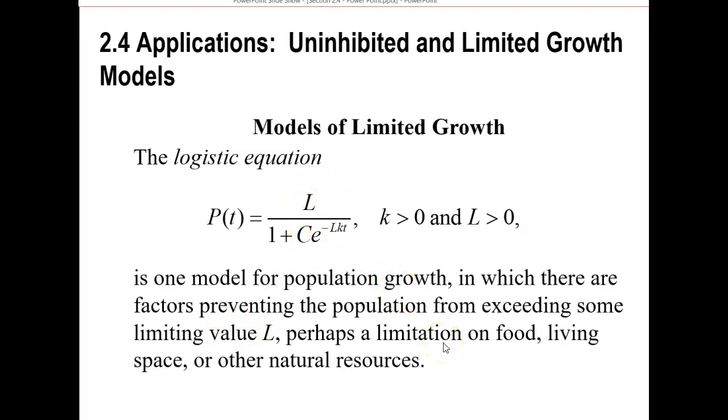Maybe that means a limitation on food, living space, or other natural resources. K is still your growth rate. And notice in the exponent here, it's negative. Okay, and then L is the max value.